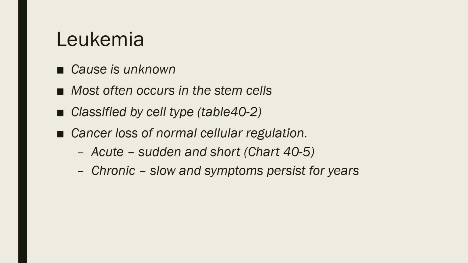In acute leukemia, the changes are more rapid, and without intervention, these patients will die from infection or from hemorrhage. In chronic leukemia, the cancerous cells may become more mature. All right.